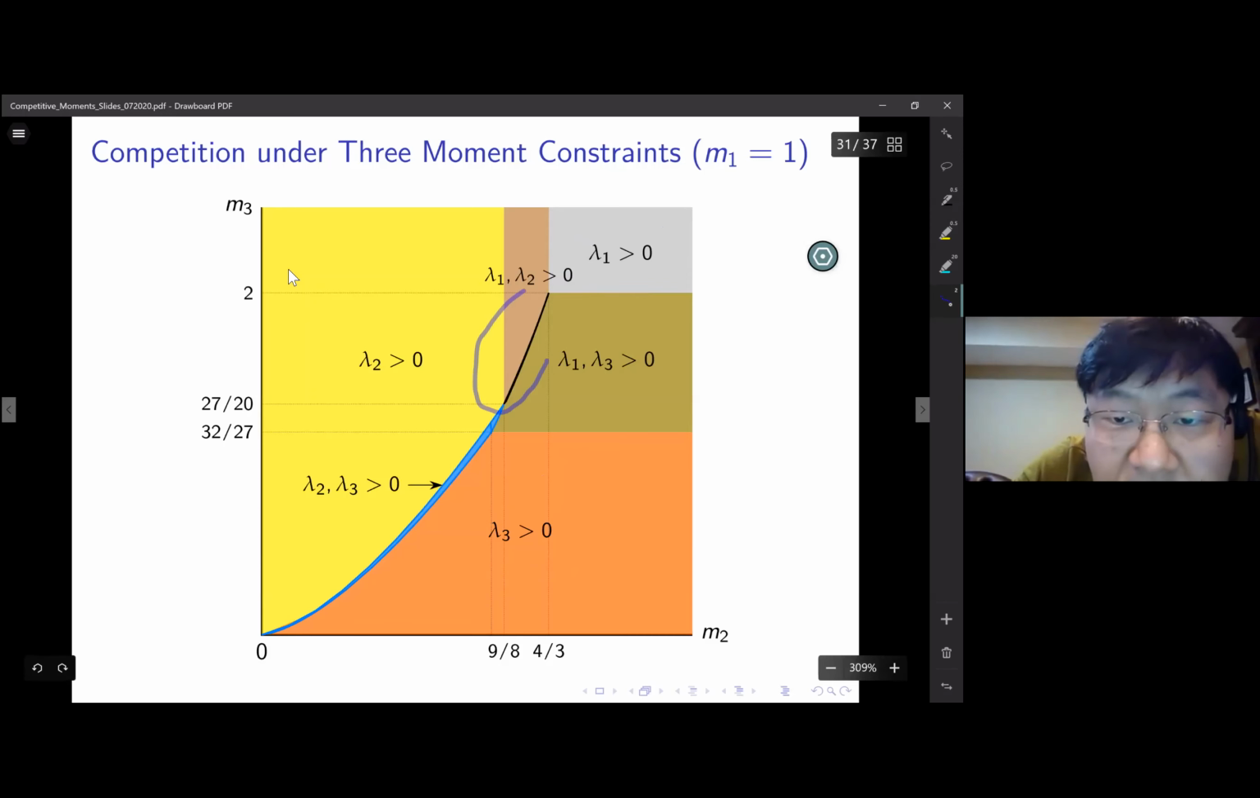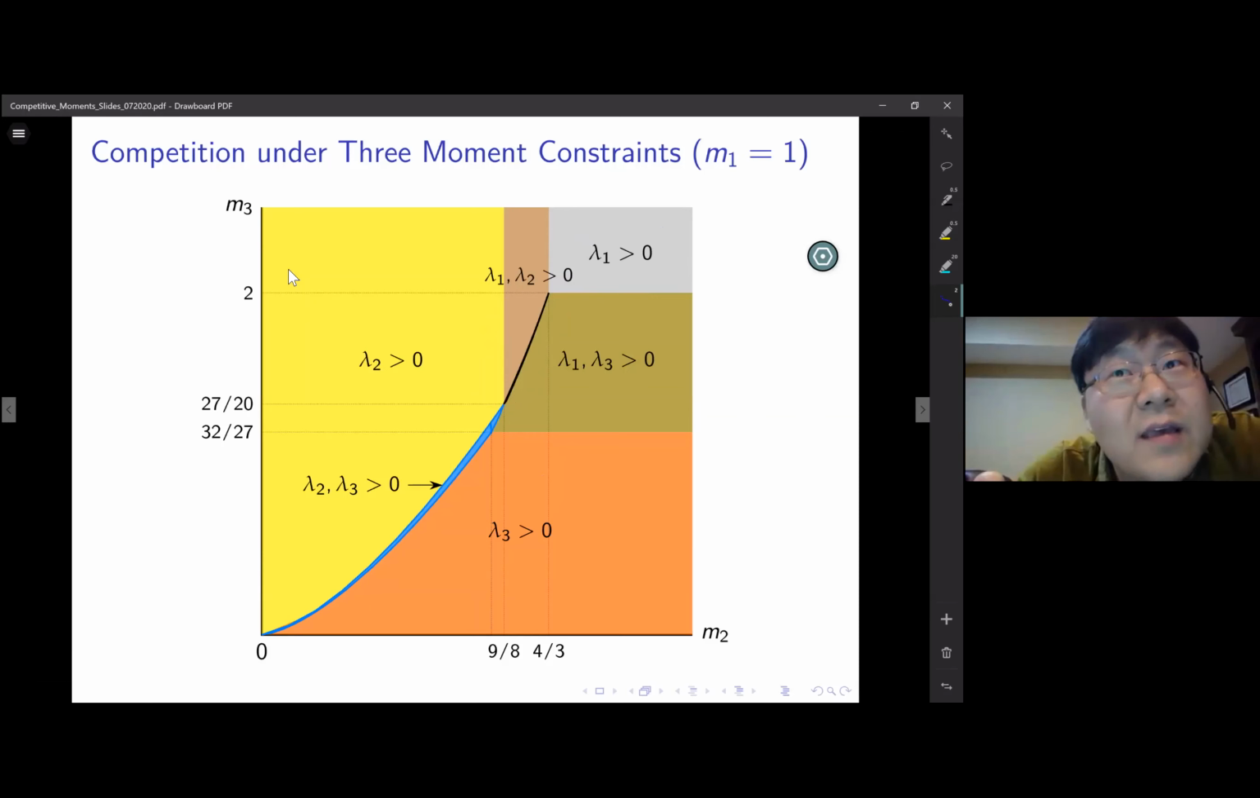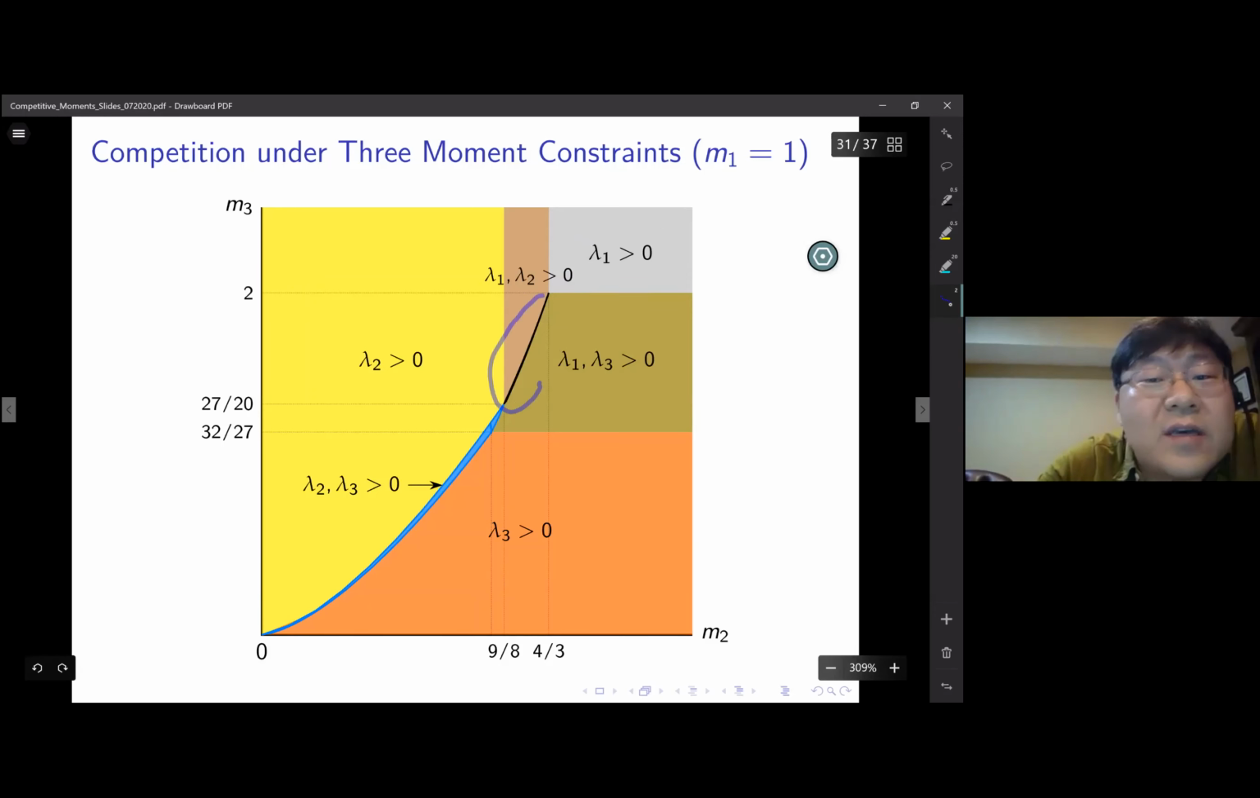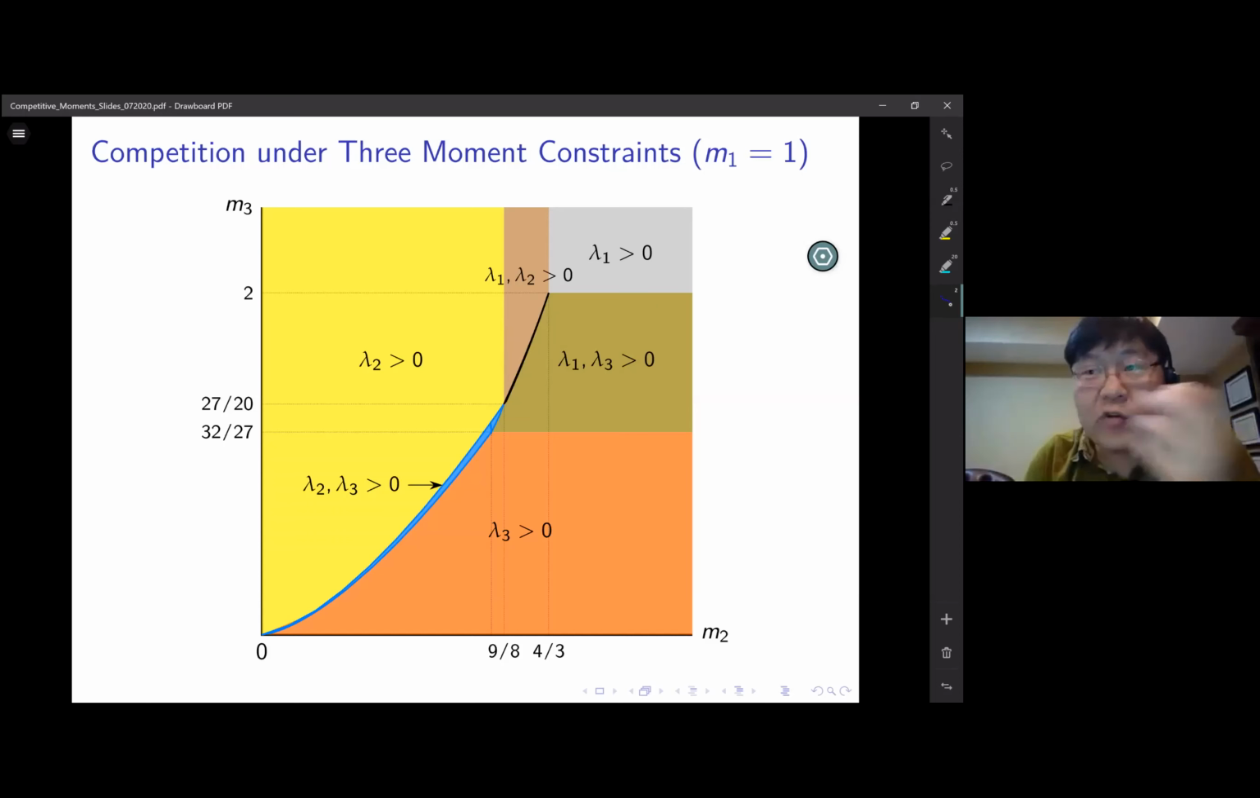This black area is where all three constraints are binding. And this looks like a curve or line, but it's not. This area is so thin that it just looks like a line, but it is an area. It turns out this area is actually very, very small. Okay. All right, so this is the full characterization for the case where there are three constraints.